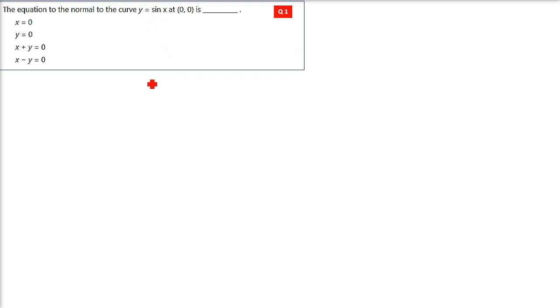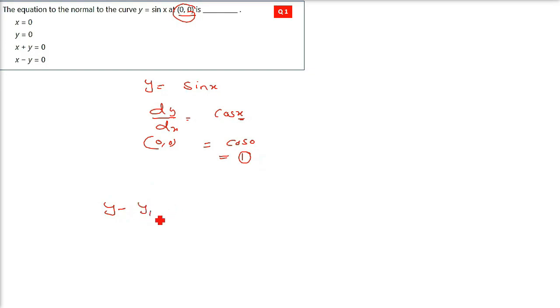Now we have the curve which is y equals sin x. First we'll differentiate this. dy by dx is equal to cos x. Now at (0, 0), so just put x as 0. So cos 0 is 1. Now this dy by dx, cos 0, is equal to 1. So we have the slope now, right? Next, we have the slope, we have the point. So let us find out the equation of the line.